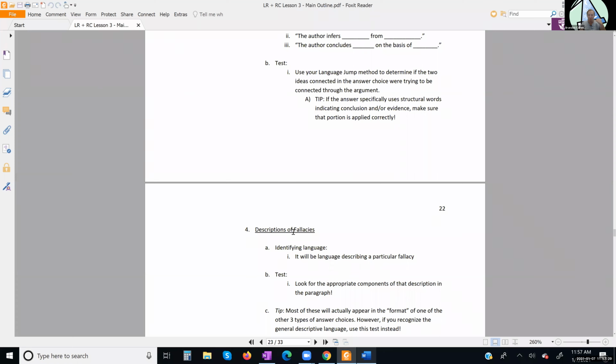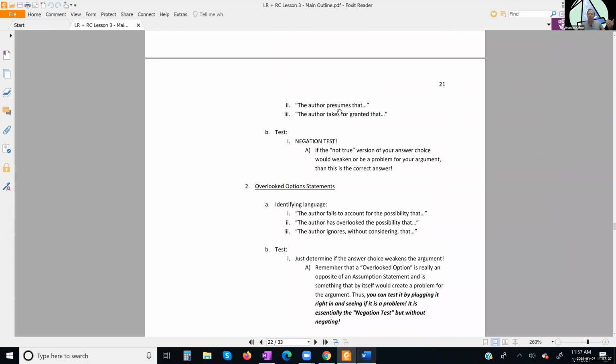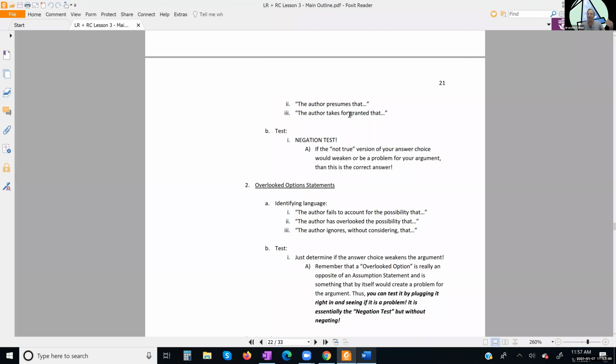And what really makes this even more challenging is that these fallacy descriptions are going to come up in the format of one of these first 3. They could say the author's taking for granted. So if I wanted to talk about one common fallacy, one of the most common fallacies is confusing correlation with cause. So instead of just saying the author's confusing correlation with cause, they're going to say the author takes for granted that correlation is indicative of cause. So you see takes for granted, you're like, oh, necessary assumption, let me do the negation test. But you have to realize they're still using the words correlation and cause.